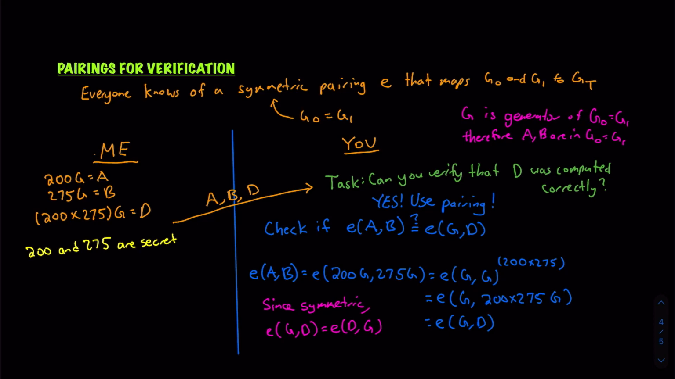Usually in practice, I have mostly seen asymmetric pairings, and in that case, since A and B would be in different groups with different generators, then the order would matter. But yeah, that's it for today.